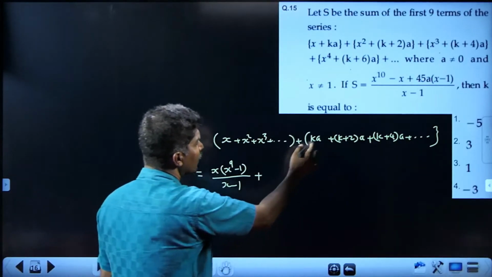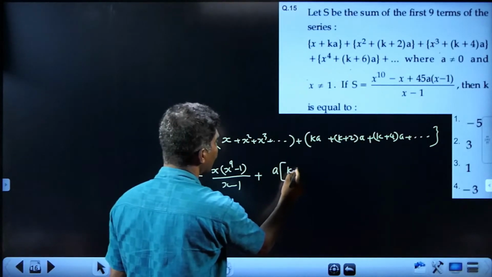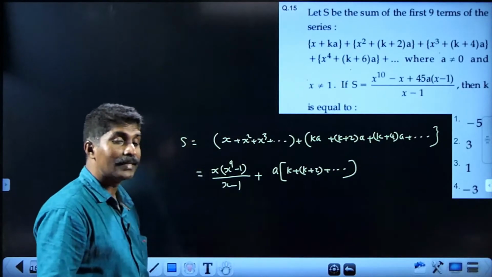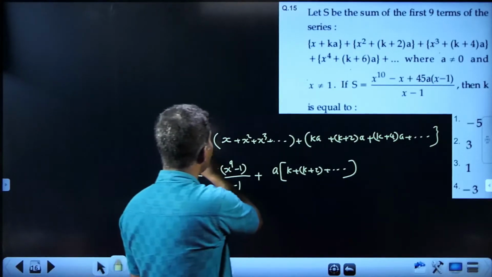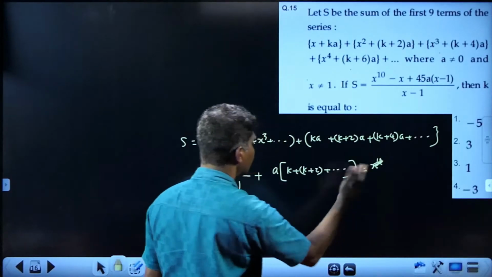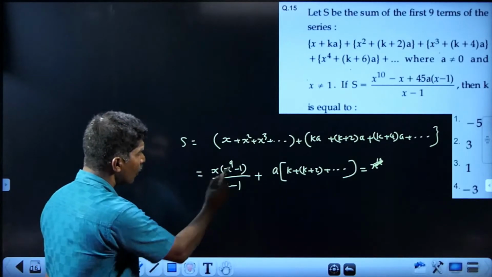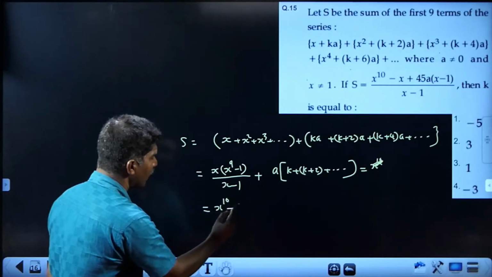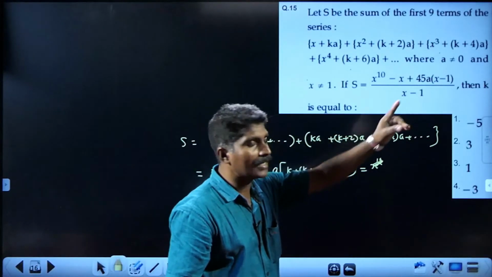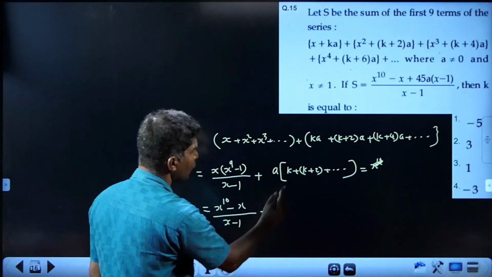Plus, if you take a outside, a into k plus k plus 2 plus etc. What is it? It is an AP. And its value is given as x raised to 10, that you will write later. Now first we will try to simplify this one. So opening this bracket, x raised to 10 minus x divided by x minus 1. But here there is a common factor x minus 1. So you will multiply this x minus 1 to here also. Before that I can write a into the AP.